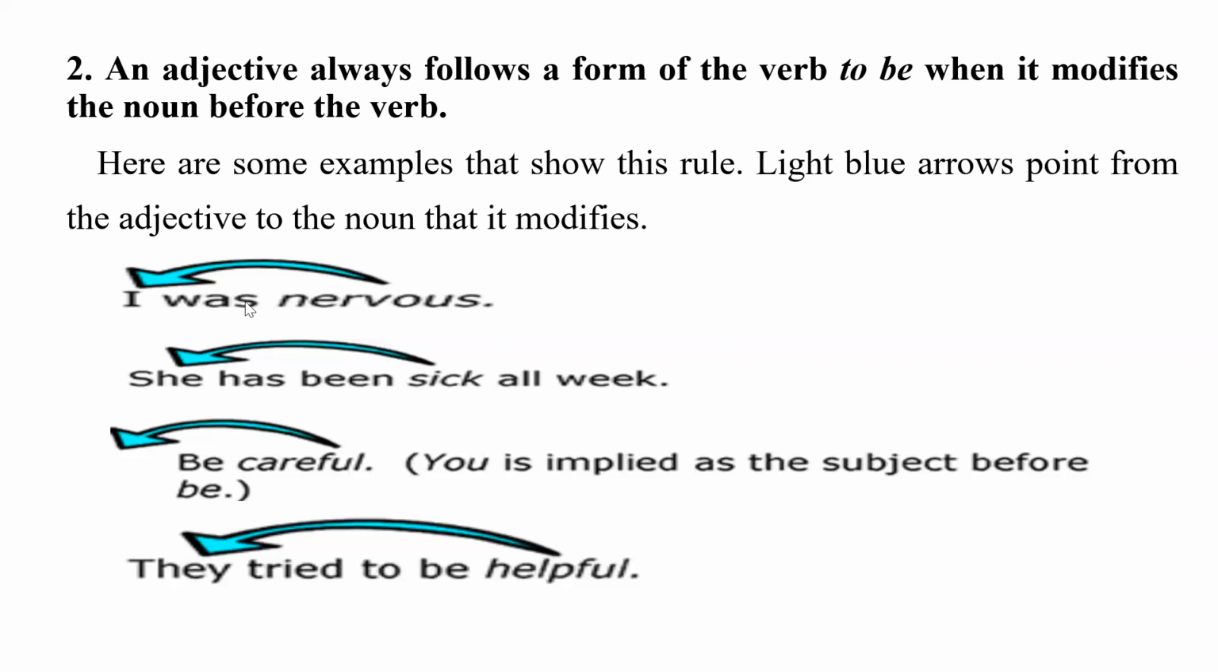Here, I was nervous. You see, the verb to be here is was, and the adjective points to the subject. She has been sick. This is also from the verb to be, been. The adjective points to the subject. Be careful. Be here is the verb and careful here is an adjective pointing to the subject you, but in that case the subject you is implied before the verb to be because the subject is already understood. They try to be helpful, so helpful here is also an adjective and the arrow is pointing to the subject, and this is connected by the verb to be.